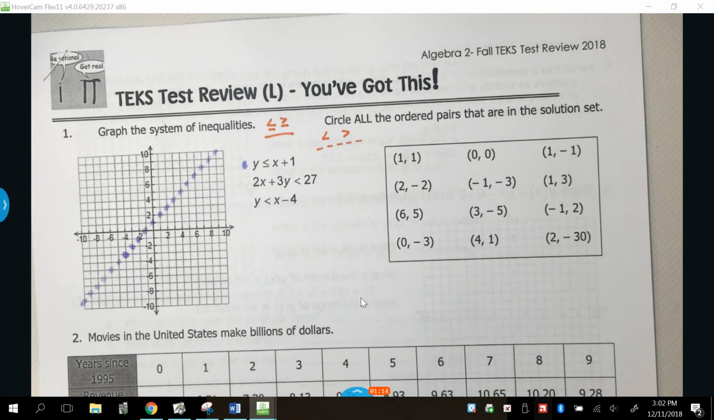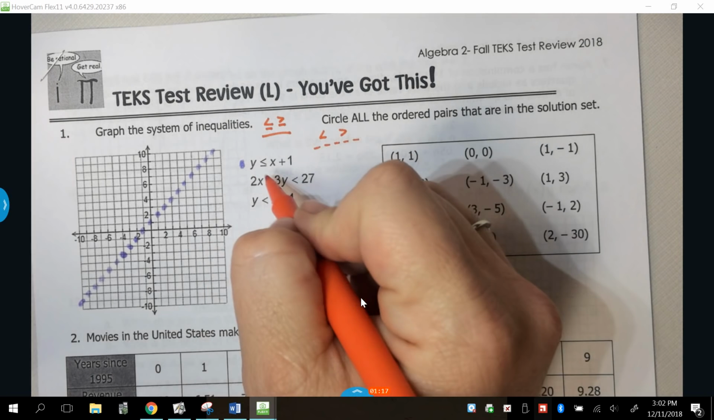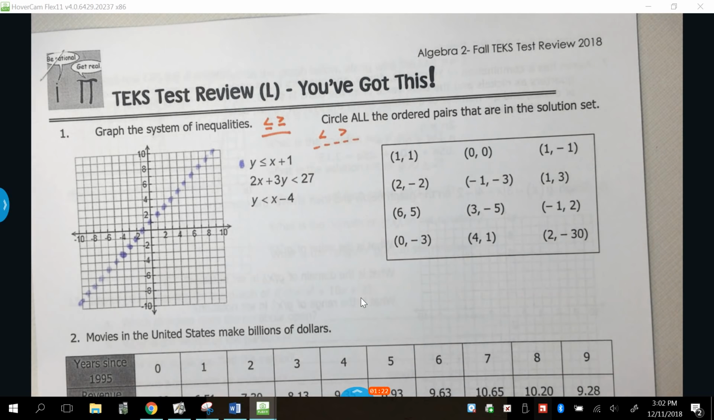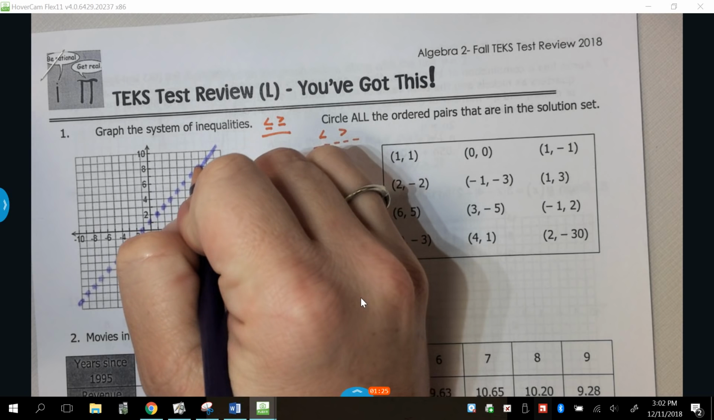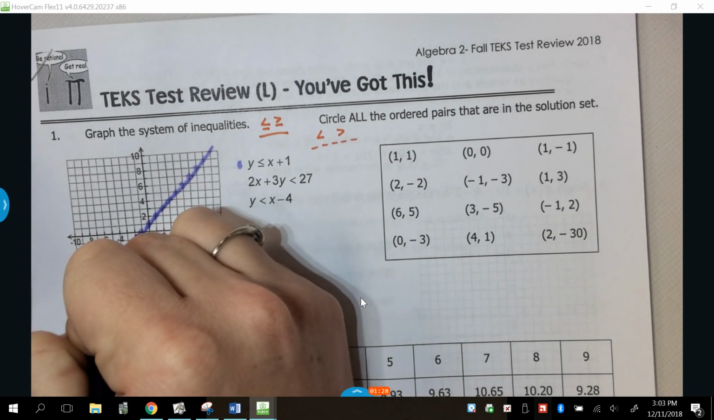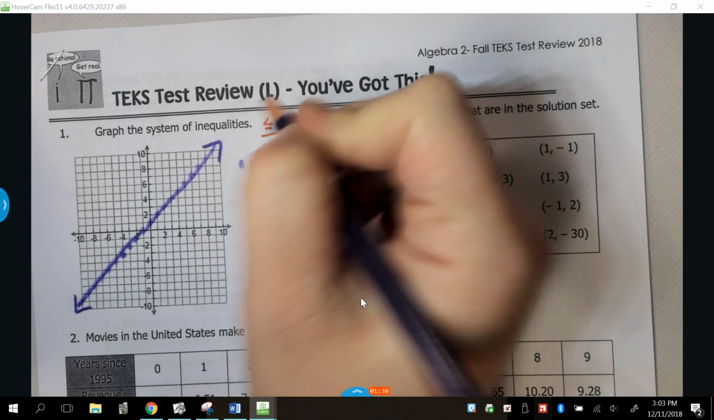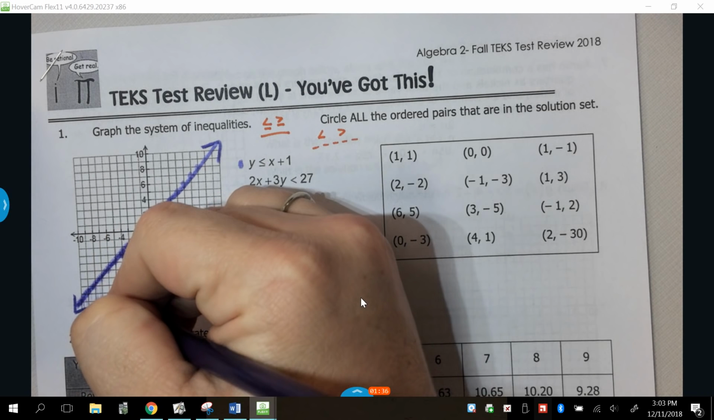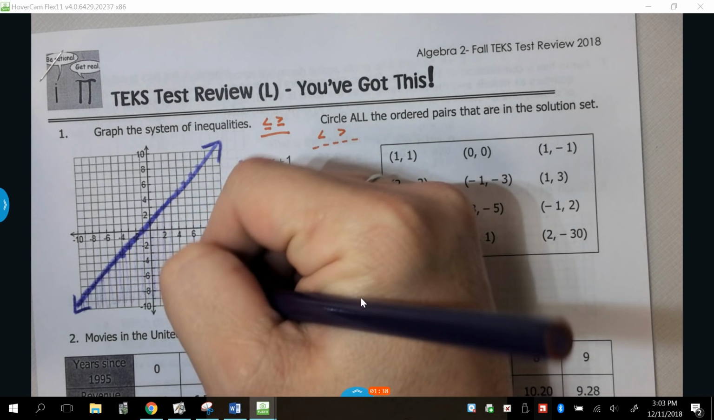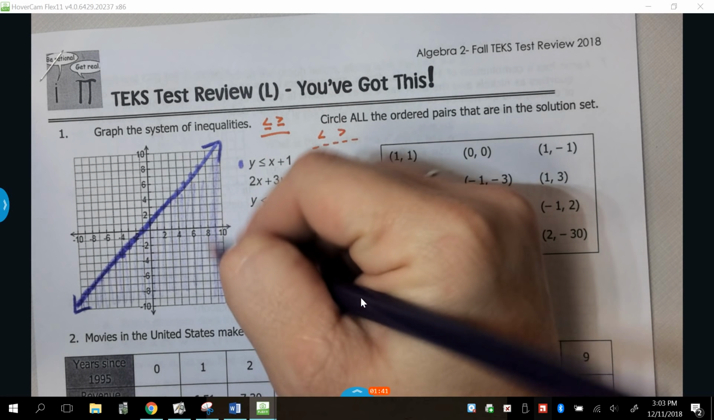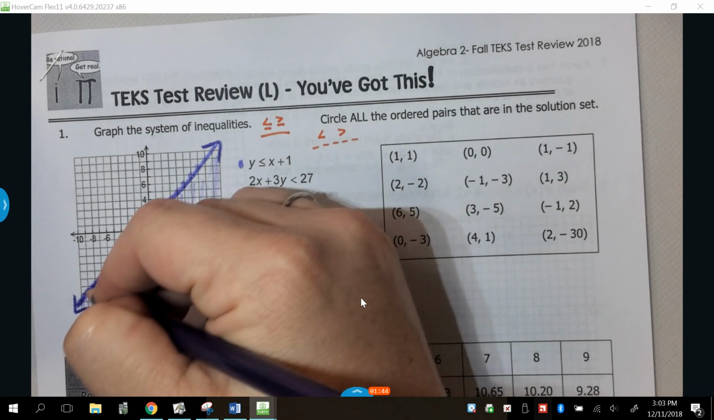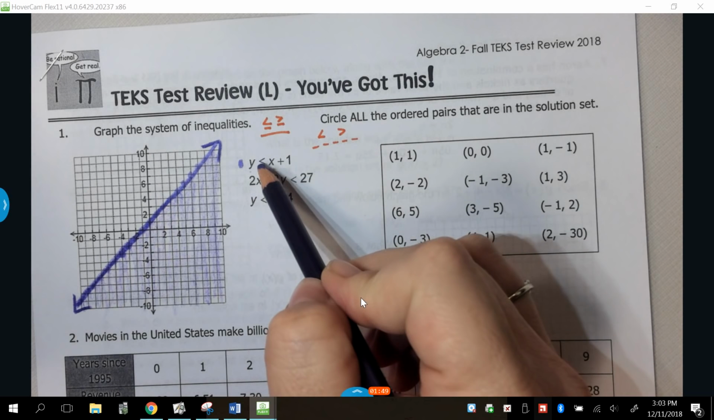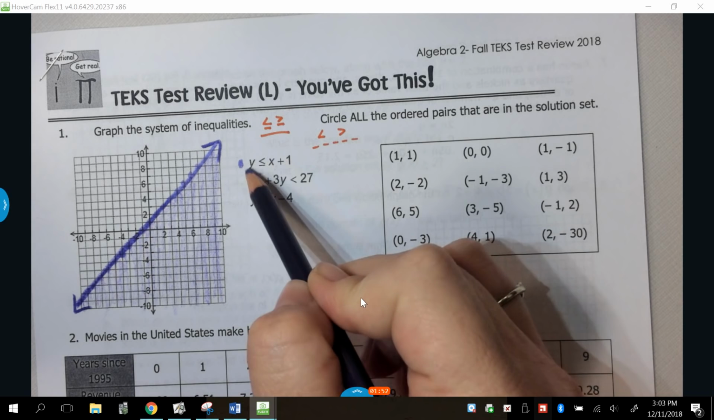Sorry, have a dashed line. Okay, and then when y is less, it's below, and when y is greater, it's above. Okay, so this is going to be a solid line because it has the equal to underneath. Okay, so I'm going to shade below because y is less than or equal to x plus 1. And you could always test a point. Like 0, 0, 0 is less than or equal to 0 plus 1. 0 is less than 1, so this is true.